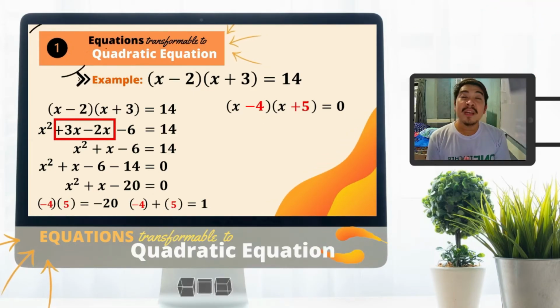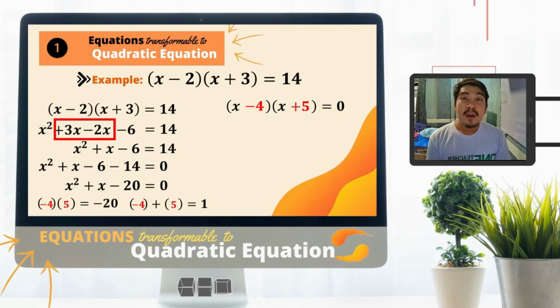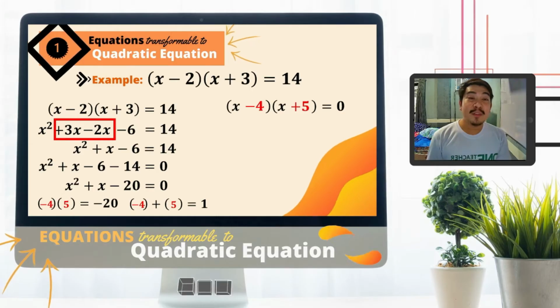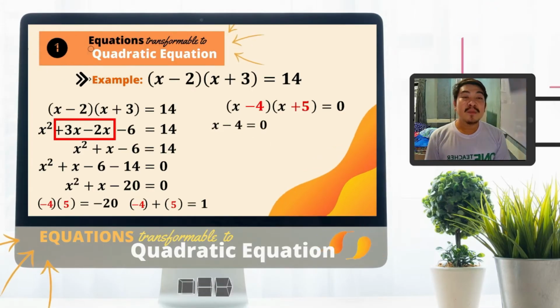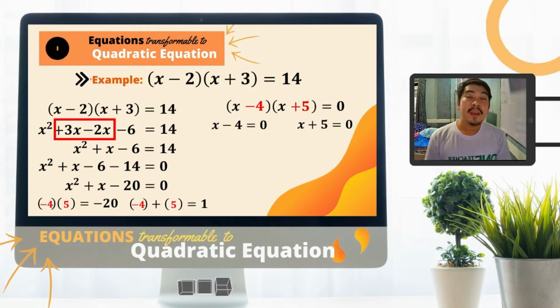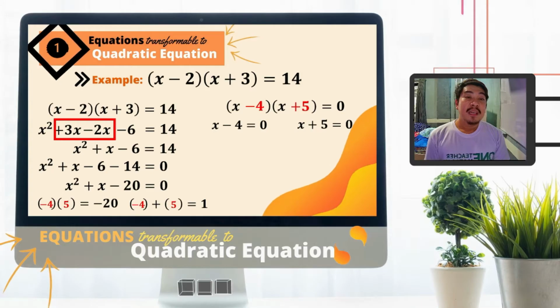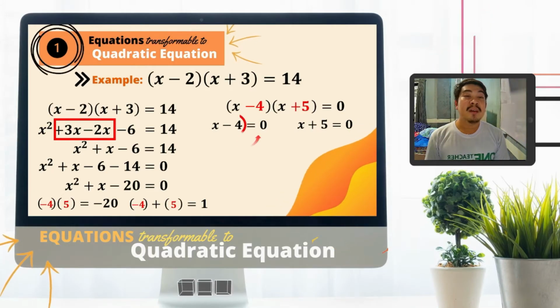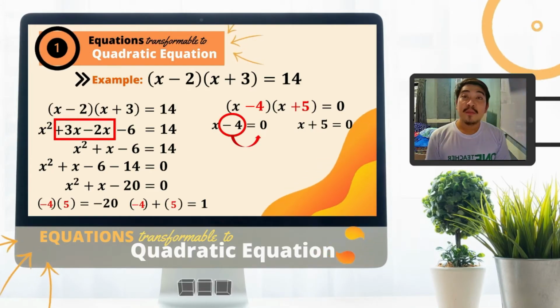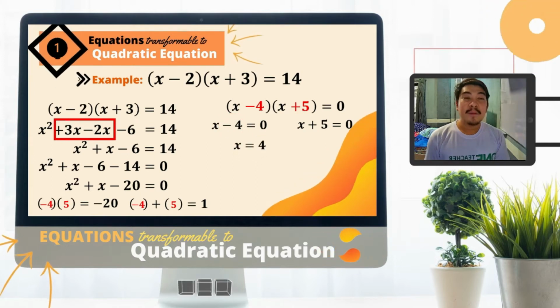Since naka-factored form na siya, this is the time that we will be using our zero product property, wherein both factors will be equated to 0. So that will be x minus 4 equals 0. The other one is x plus 5 equals 0. Next, dun muna tayo sa x minus 4 equals 0. I-transpose natin si negative 4 sa kabilang side ng equation. So therefore, the first value of x will be x equals 4.